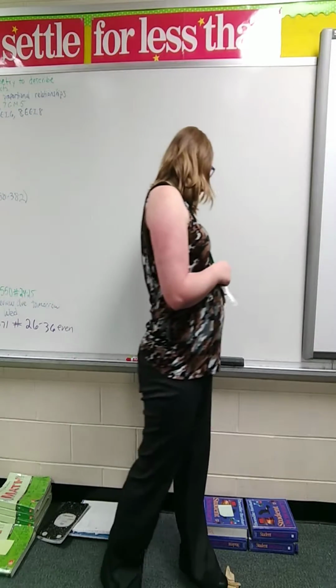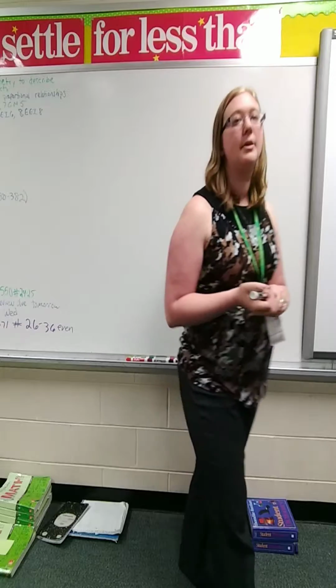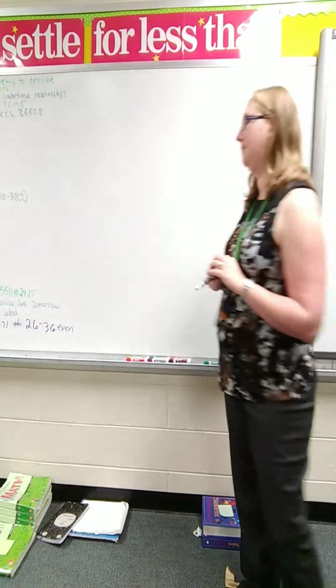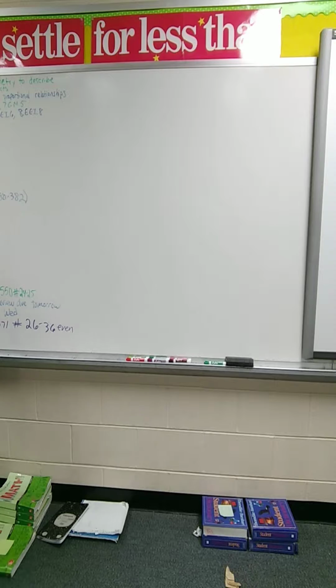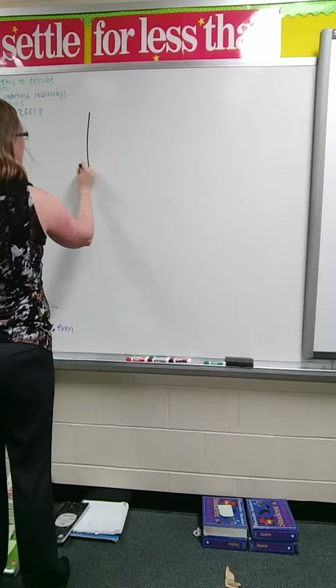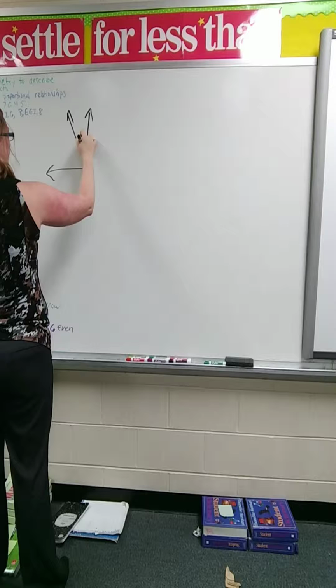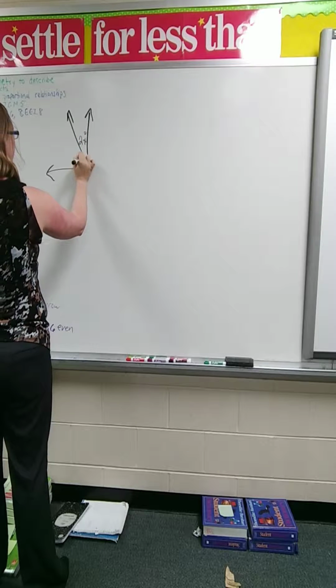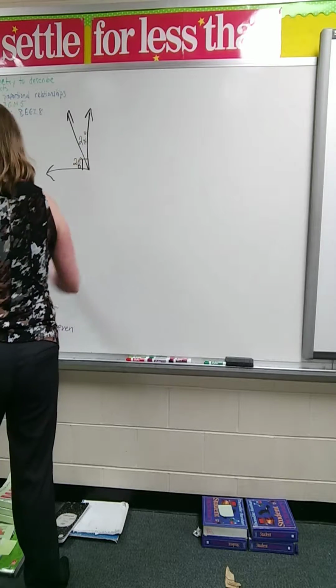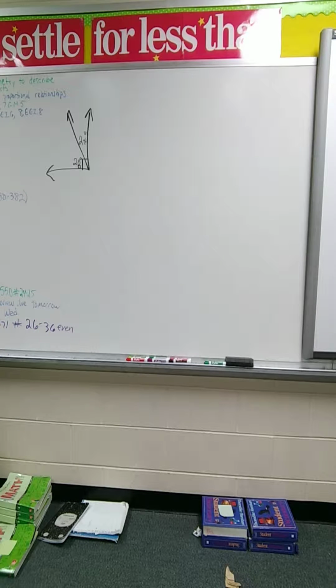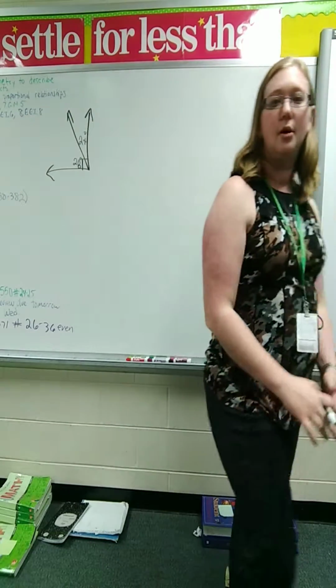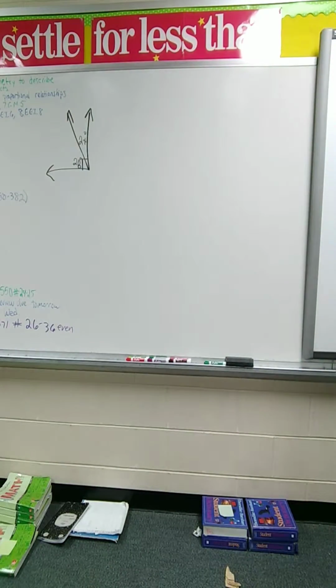Okay? So, let's look at an example. Let's say that I have this picture. Alright. So, I have two angles. One measures 28 degrees. The other is 2x.